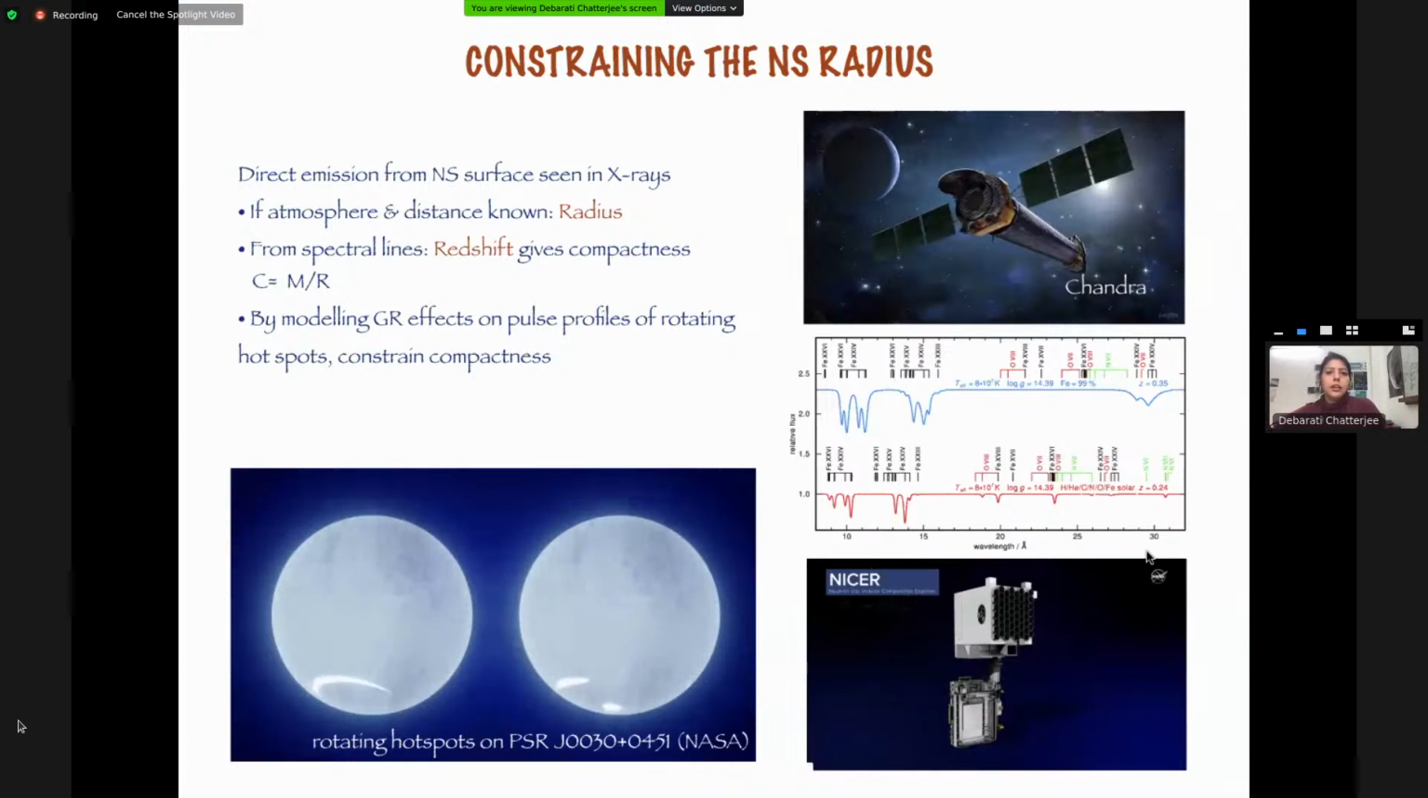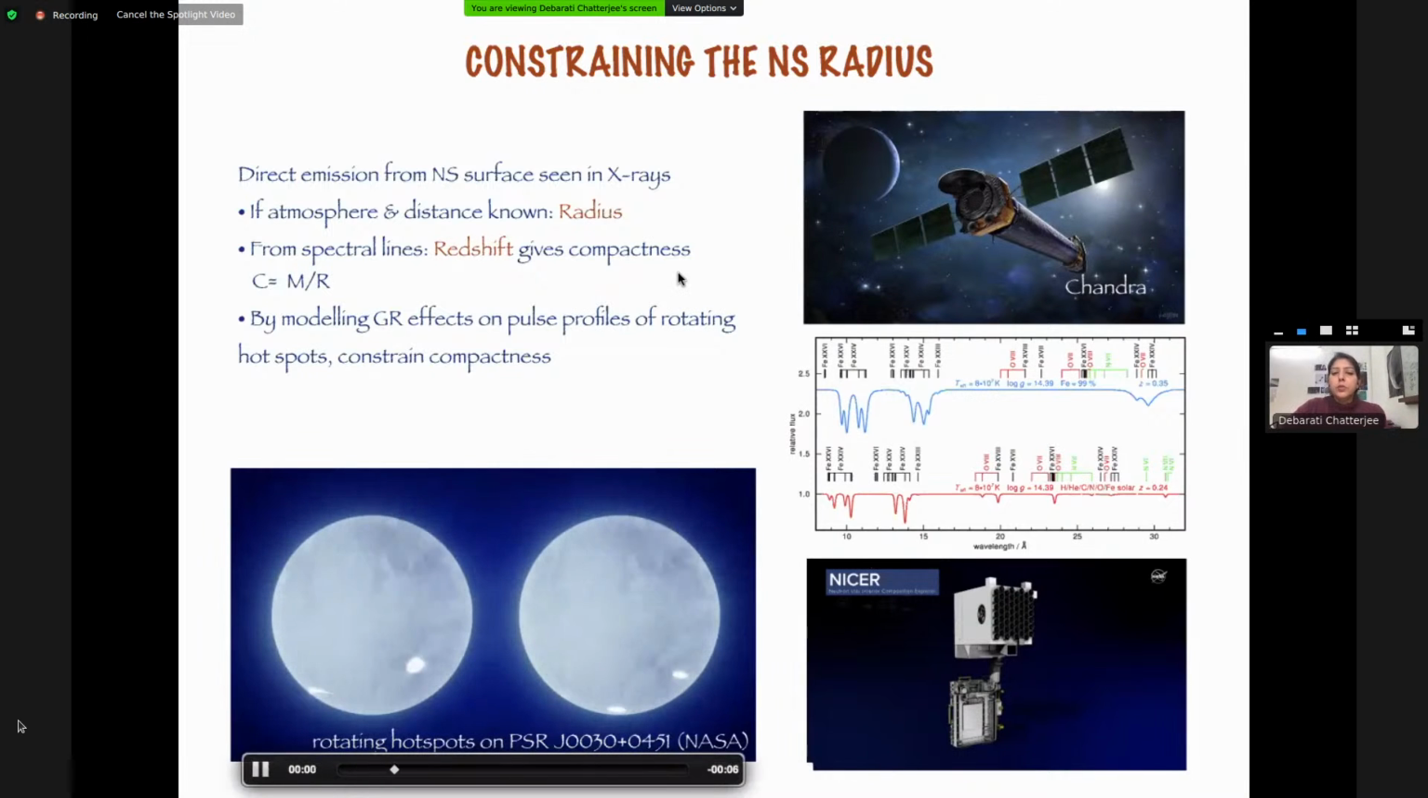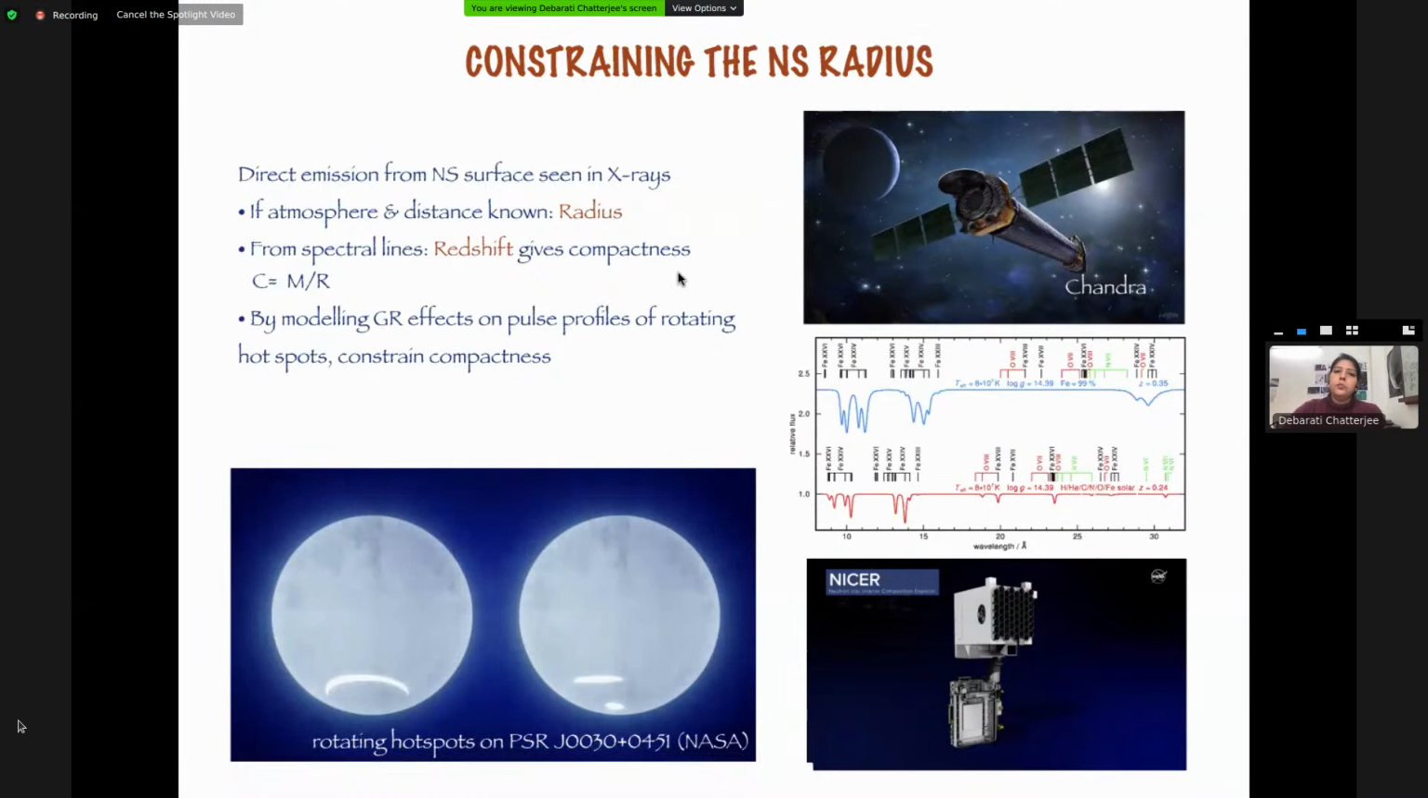So what is the problem with constraining the radii? Probably you have already heard some lectures about this. The problem is that there are some uncertainties in observing. Neutron star radii are usually calculated from the thermal emission from the surface. The problem is that we don't understand the atmosphere, the composition of the atmosphere that goes into the model.